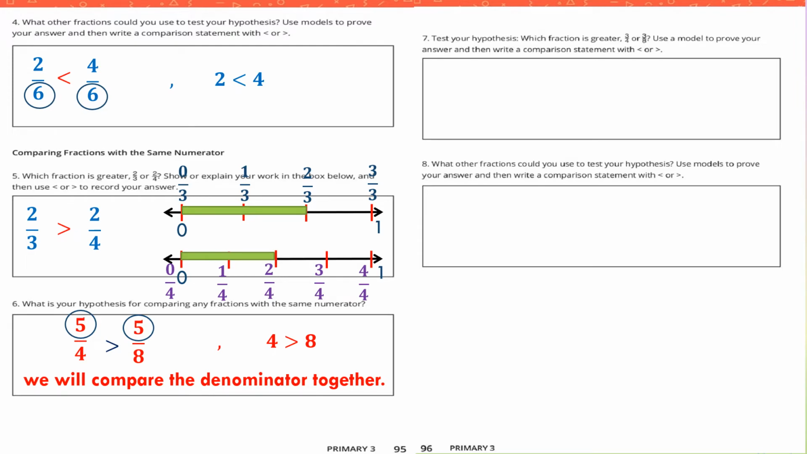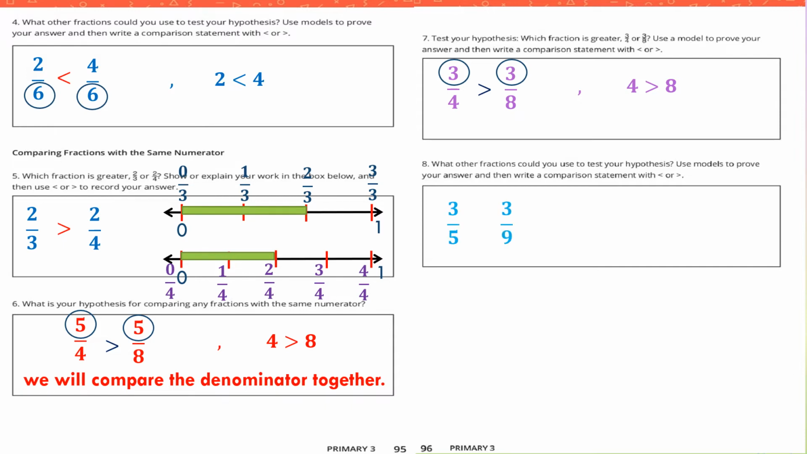The next page, number 7, 3/4 and 3/8. Here, ask yourself, is it crazy or normal? Yes, it's crazy. Why? Because we have the same numerators. So we will compare the denominators together. Which is bigger in crazy, 4 or 8? 4 is bigger than 8 in crazy. So 3/4 is bigger than 3/8.